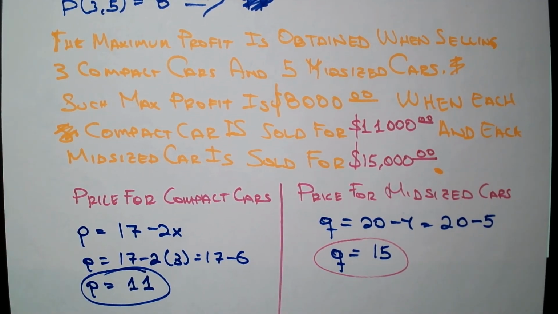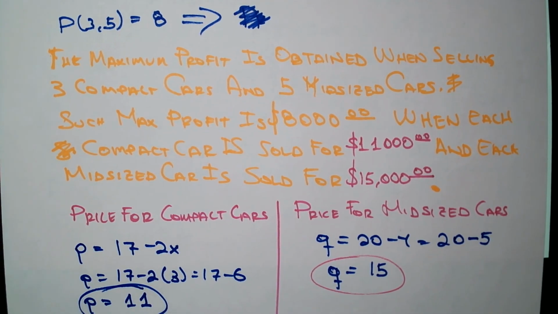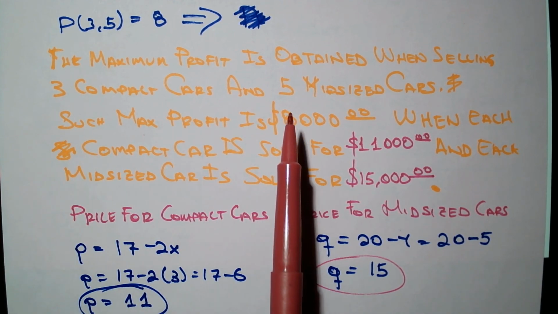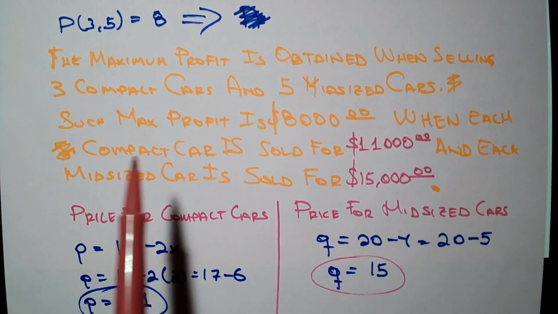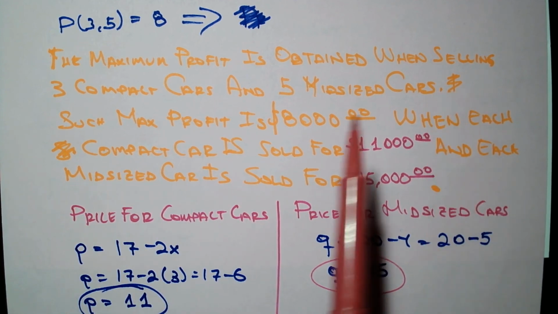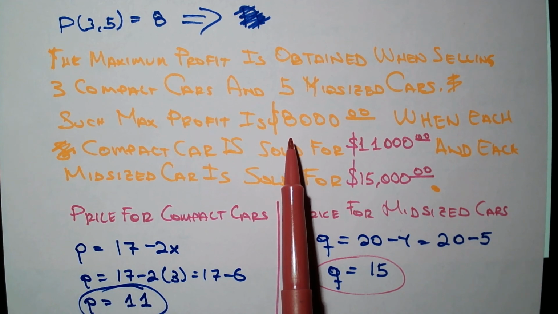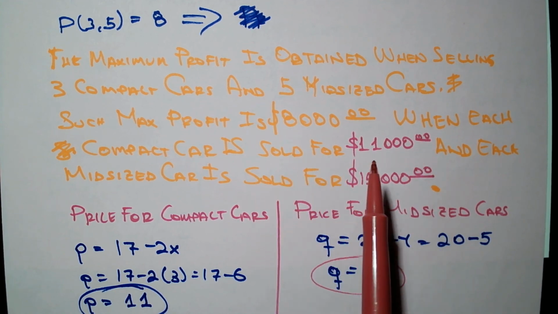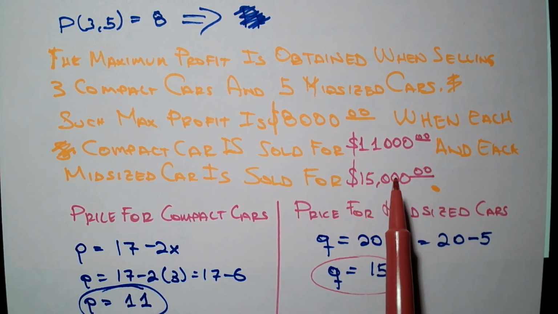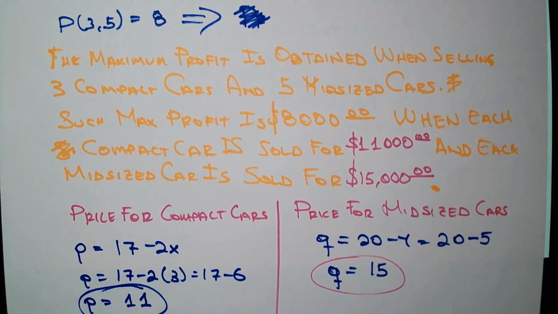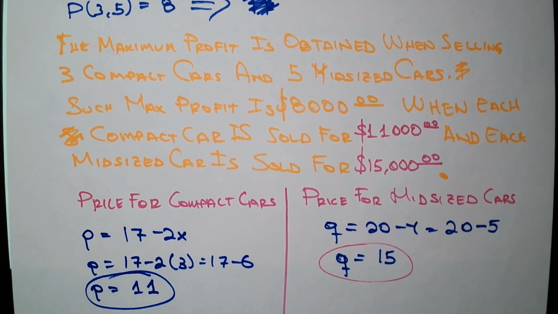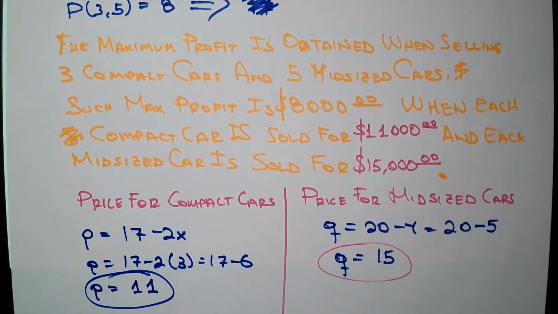So this is the interpretation right here. The maximum profit is obtained when selling 3 compact cars and 5 mid-sized cars. And such maximum profit is $8,000 when each compact car is sold for $11,000 and each mid-sized car is sold for $15,000. Alright, so we wrap up this section with this word problem.